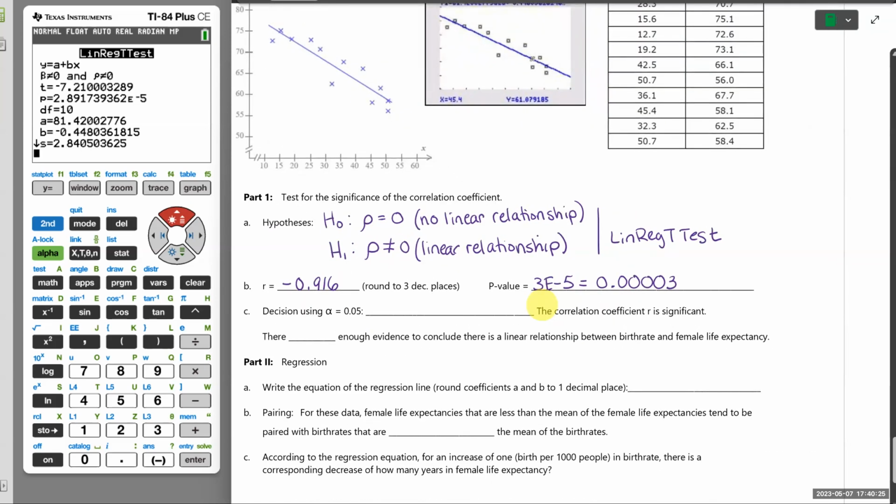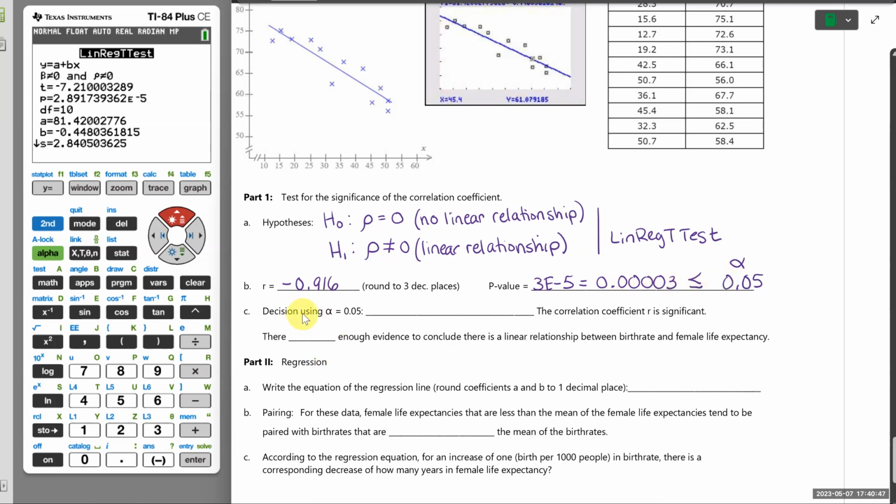All right, very small p-value. We're going to compare that to a significance level alpha of 0.05. So there's my p-value, and there's my alpha. And this p-value is certainly smaller than that alpha. We usually say technically less than or equal to, but it is indeed smaller.